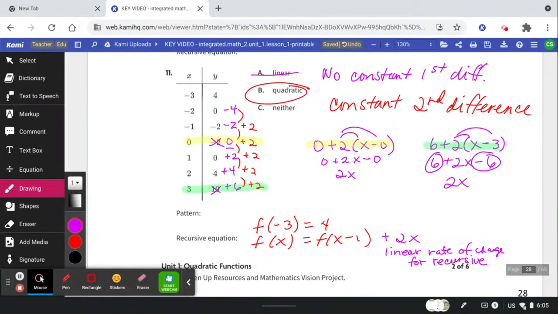Okay, now for the explicit. Remember, this is a bonus. It didn't ask us for the explicit. Let's see what color I want to do. I'll just do it in black.